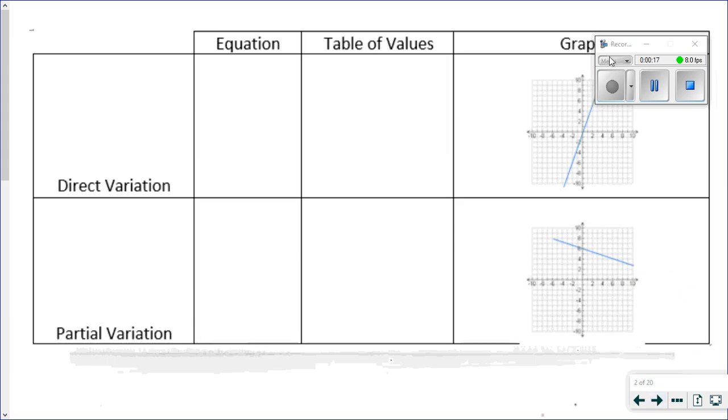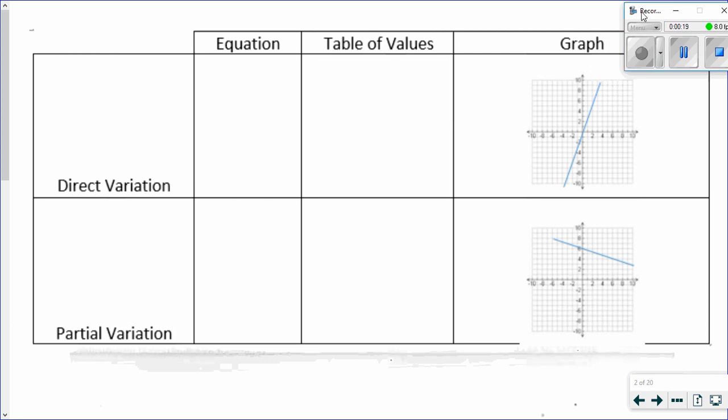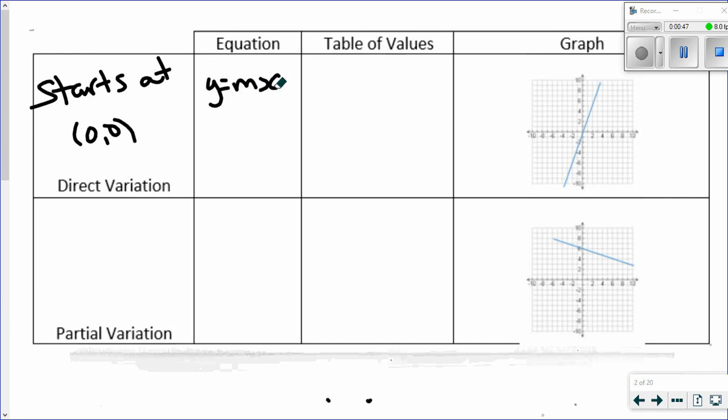Quick little review. What is the difference between a direct variation and a partial variation? Direct means it starts at (0, 0). Whether this is in the table or on the graph, there's no starting value. So our equation in general is going to look like y = mx, because b is 0. For example, I know how you guys like negative numbers, so let's give you y = -3x, just so you can start crying.